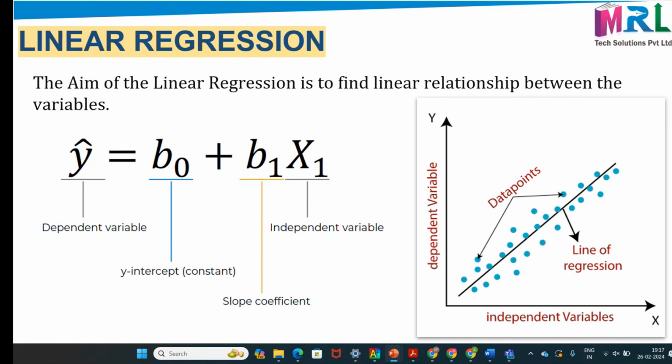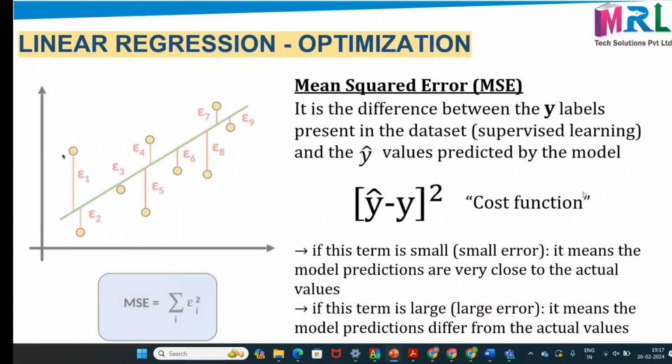So this line here is not matching with all the points, but we need to reduce. There will be some differences between the slope of the line, this linear line, and the actual data points from our data set. This difference is calculated as epsilon, and if you sum all this error, we call that mean square error.